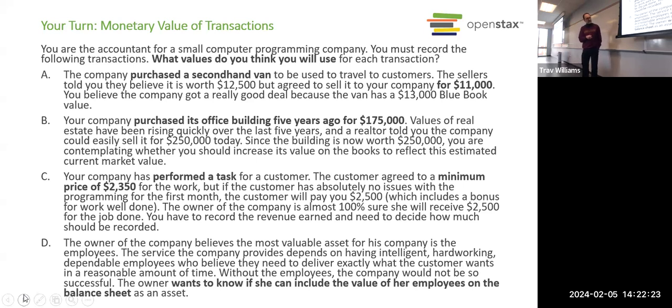Okay, and then this last one, the owner of the company wants to know if they can include the value of their employees on the balance sheet as an asset. Can you count the value of your employees as an asset? What do you think? How many people say yes, you can count the value of your employees as an asset? How many people say no? Okay, I think I saw 1 no and 0 yeses.